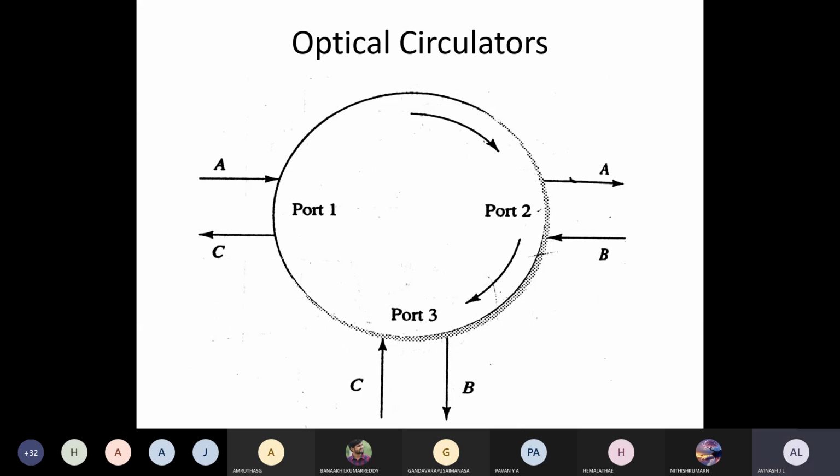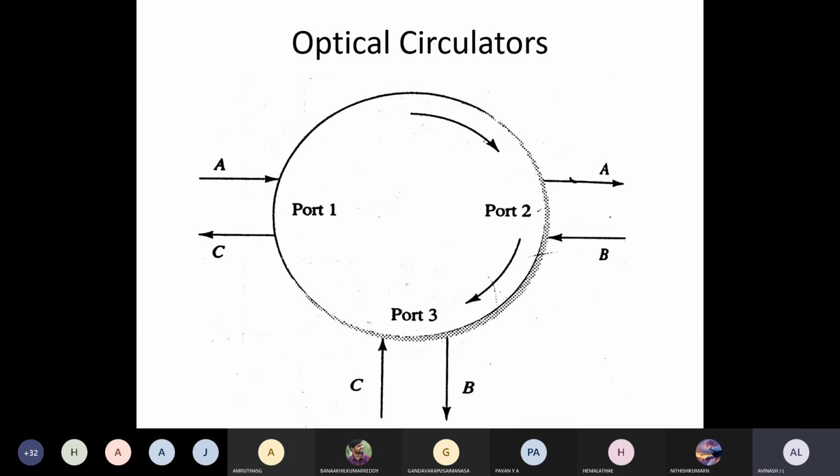Does somebody want to ask anything? Okay. In port 1, A is the input port, the inlet, and C is the outlet. When the wave enters port 1 through A, it will go to port 2 and we can take it from the A only. For identification, we have marked A, B, B, C, C.